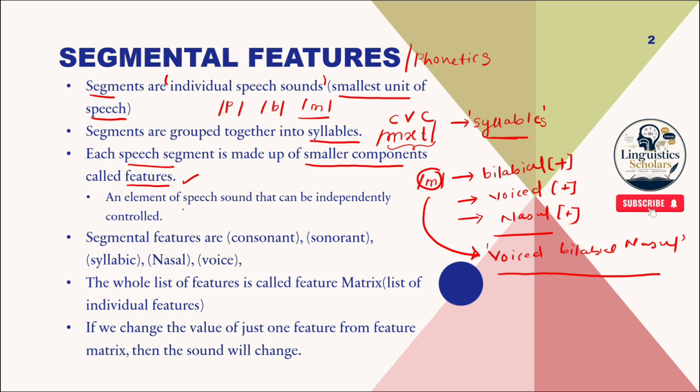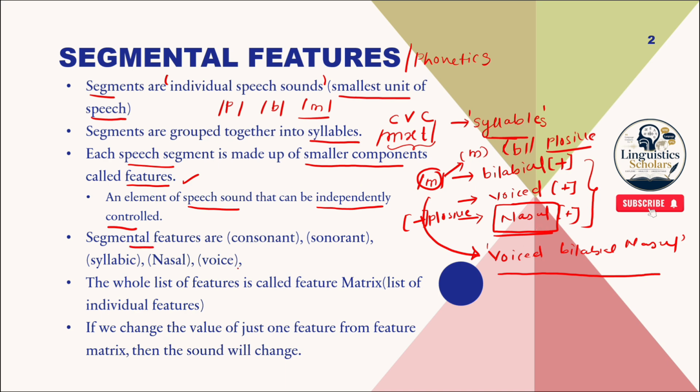Each speech sound is made up of smaller components called features, an element of speech sound that can be independently controlled. Let's say it is not a nasal, but something like a plosive, plus plosive. Then the sound changes from ma to ba, which is voiced bilabial plosive, so these are independently controlled.